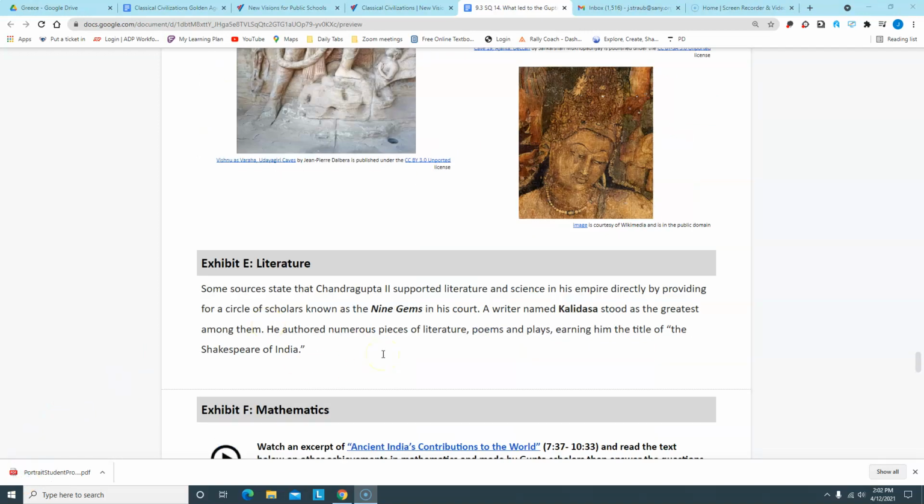All right, some information on literature. Some sources state that Chandragupta II supported literature and science in his empire directly by providing for a circle of scholars known as the 9 Gems in his court. A writer named Kalidasa stood as the greatest among them. He authored numerous pieces of literature, poems, and plays, earning him the title of the Shakespeare of India. Take a moment and see what information you can put in your Golden Ages chart about literature for Gupta Empire.